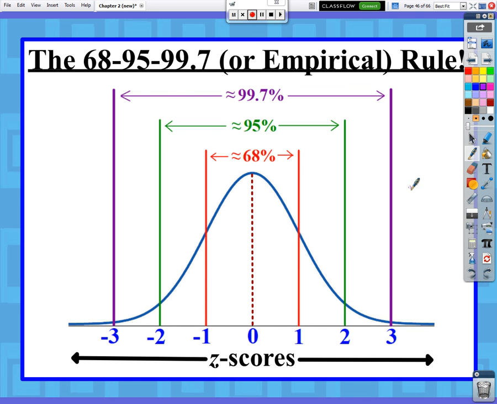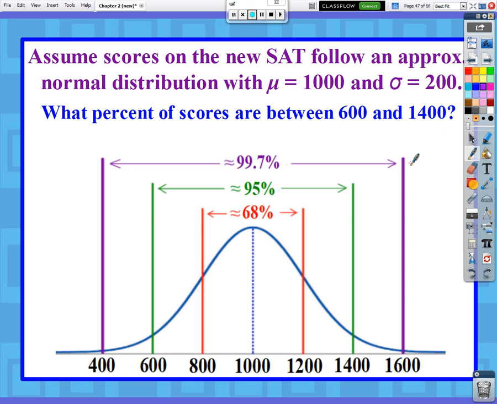In terms of work, you can call this the 68-95-99.7 rule, or you can refer to it as the empirical rule. Both are accepted on the AP exam. So let's try some problems here with the empirical rule.